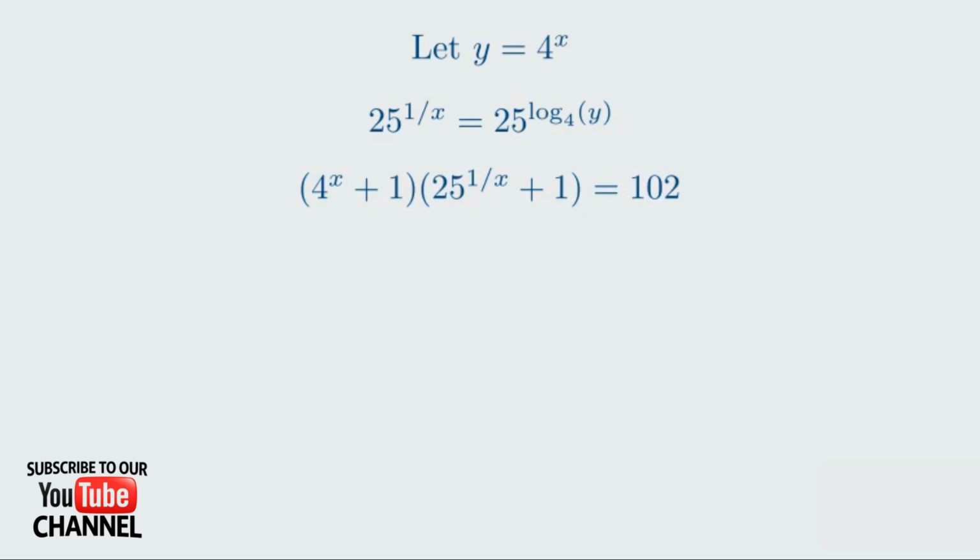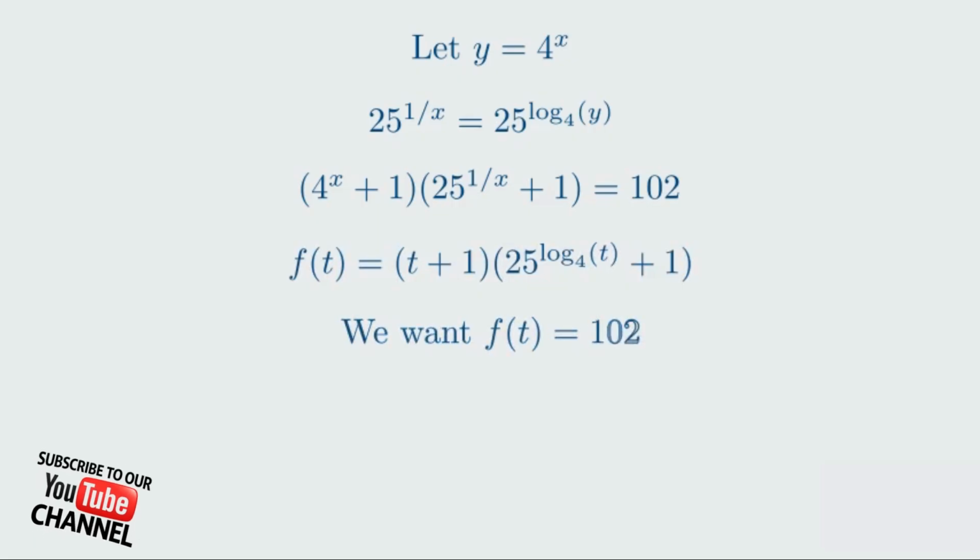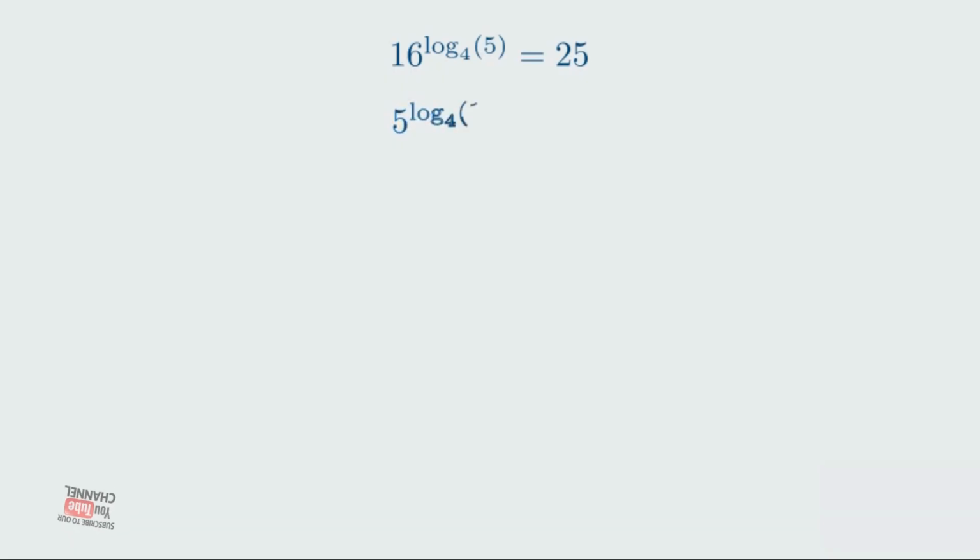Now, here is the real shortcut. Let's consider a function f of t equals t plus 1 times 25 to the log base 4 of t plus 1. Our goal is to find t such that f of t equals 102. This doesn't seem simpler. Let's use the property we found before. We know that 16 to the log base 4 of 5 equals 25. Also, 5 to the log base 4 of 16, which is log base 4 of 4 squared, or 2, also equals 25. This property is key. We are looking for x such that 4 to the x is a, and 25 to the 1 over x is b.